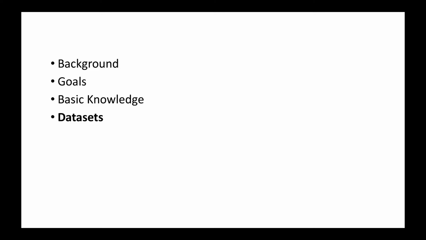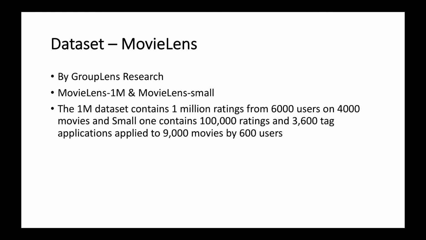In our experiment, we use the dataset MovieLens, which is collected by the GroupLens Research. These datasets were collected over various periods of time, depending on the size of the set. We use the 1 million set for the CNN method and a small set for SVD. The 1 million dataset contains 1 million ratings from 6,000 users on 4,000 movies, and the small one contains 100,000 ratings on 9,000 movies from 600 users.